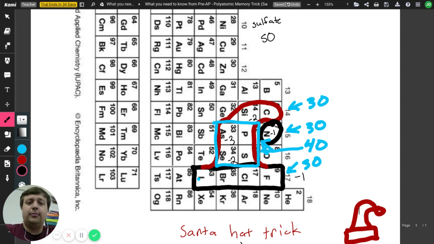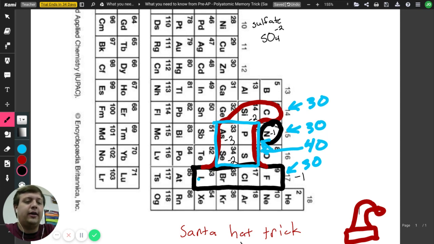Well, now I come back down to my Santa hat. Well, sulfur is in that second column, right? Since it's in that second column, that tells me it's going to have a -2 charge. Well, now I need to figure out how many oxygen it has. Since it is in that group of 4 in the middle, it's going to have 4 oxygen. Okay? All right.